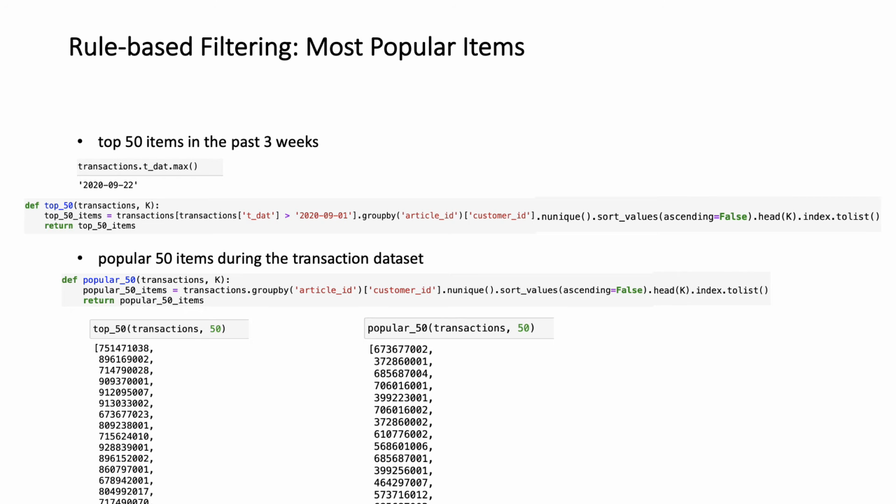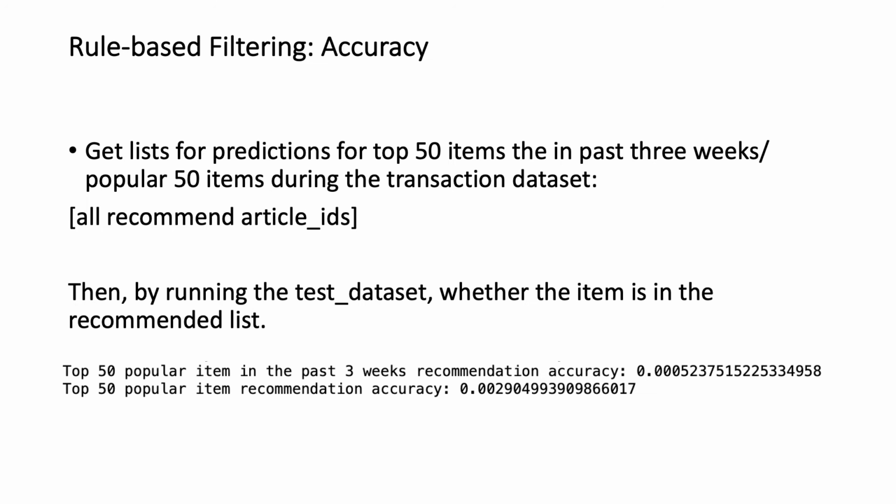Then I did two rule-based models by grouping article ID and customer ID to find the top K items among the transaction dataset and the top K items in the past 3 weeks. Same as the accuracy method for content-based filtering, I first get two lists for top K items and popular K items, then run the test dataset to get the percentage of items in the recommendation list. The accuracy for the top K items model is 0.05%, and for the popular K items model is 0.2%.